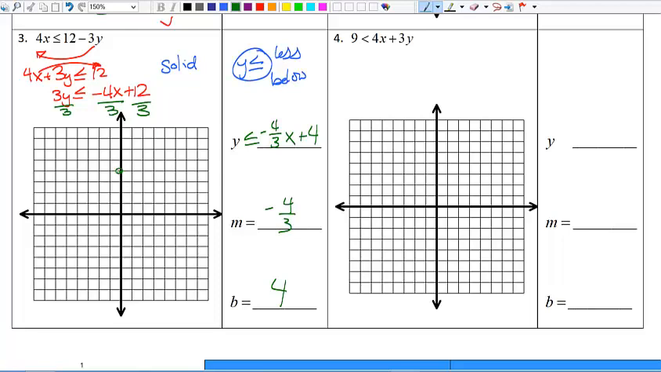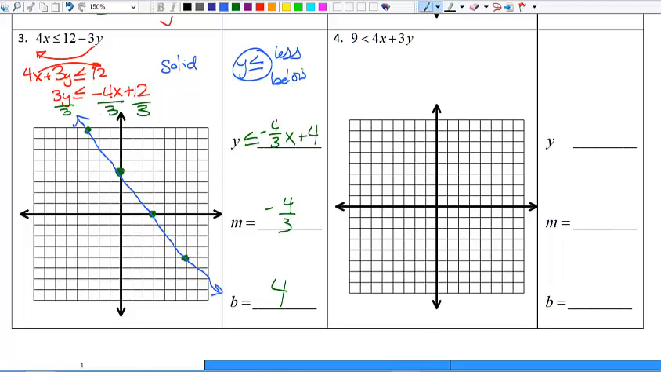So I'm going to plot my y-intercept at 4, and use my slope of negative 4/3, which is rise over run. So I'm rising negative 4, which is down 4, and running 3, which is positive 3. Or I could go up 4 and left 3. That is also in the negative direction. We said we were going to have a solid line, so I'm going to continue to draw a solid line here. Don't forget your arrows.